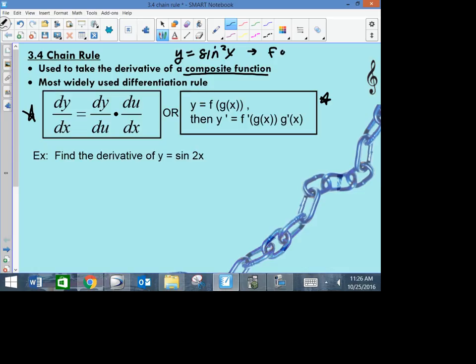Like, say, f composite g. So, f, then g. What do we do first? What do we do first to make sine squared of x? If we knew what x was, what would be the first thing we do? Take the sine of it. So that's your inside. So g is sine of x.